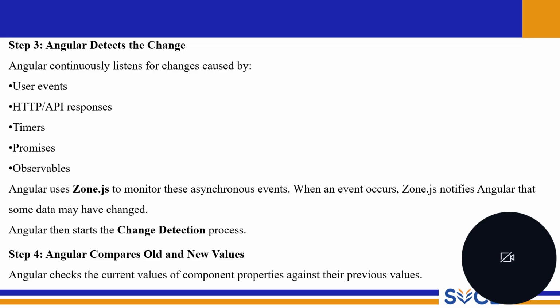In step 4, Angular compares old and new values. Angular checks the current value of the component properties against their previous values. For example, initially the old value is equal to 1 and the new value is equal to 2. Similarly, total price is initially 50,000 and the new value is 1 lakh. Angular identifies which values have changed. If a value has changed, Angular marks the corresponding part of the user interface for updating. If there is no change, Angular leaves that part of the UI unchanged.